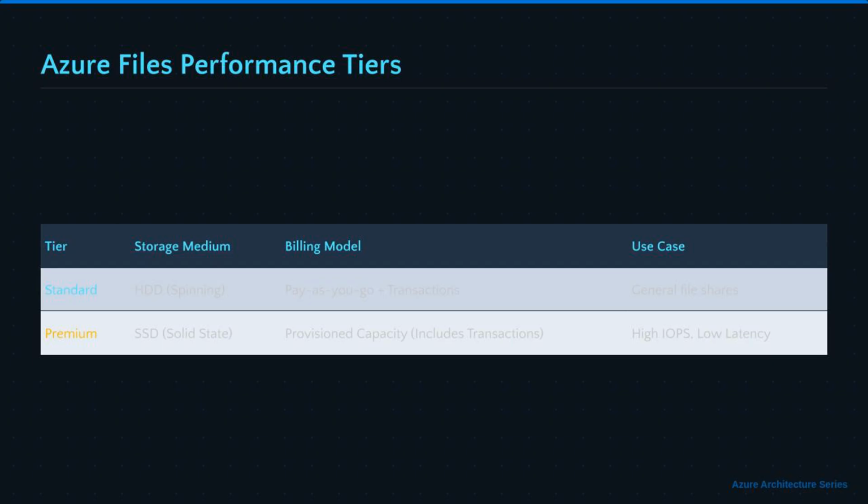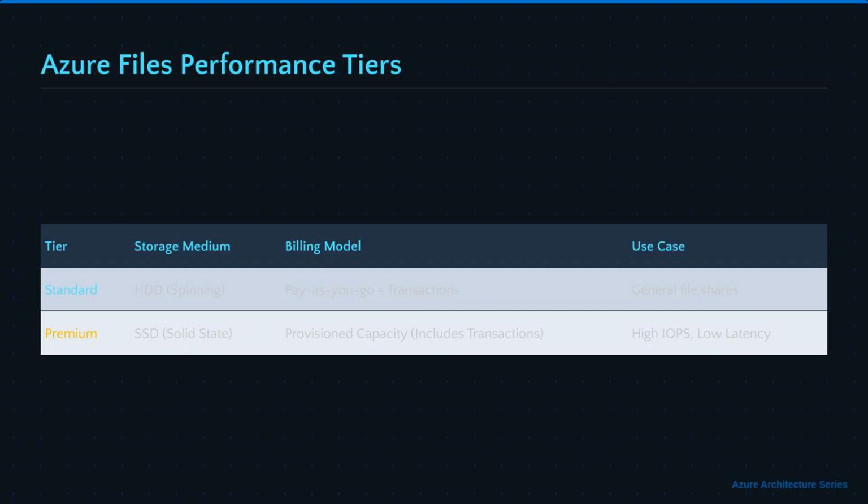Here is the trap. If you have a chatty application that does millions of small reads and writes, standard files might actually be more expensive than premium because of the transaction costs. Conversely, if you provision a 10 terabyte premium share but only store 100 gigabytes, you are burning money.